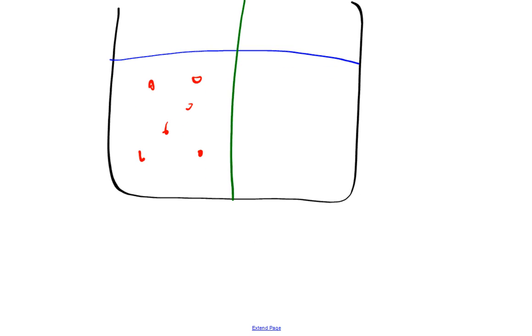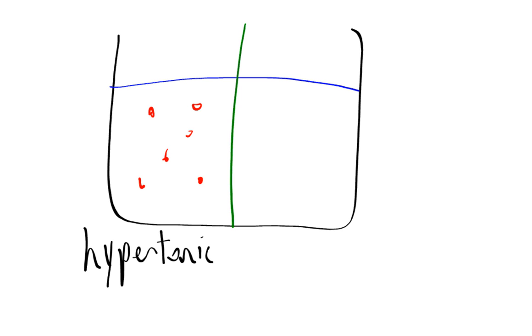The left side would be called hypertonic because there is more solute. Hypertonic. The right side, because there's not as much solute, is called hypotonic.